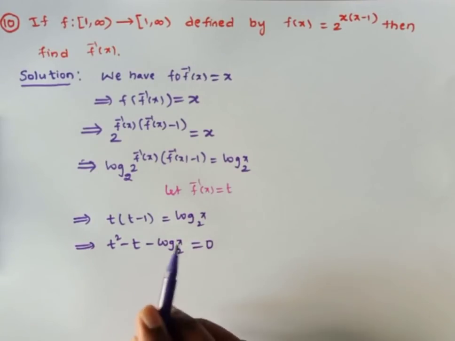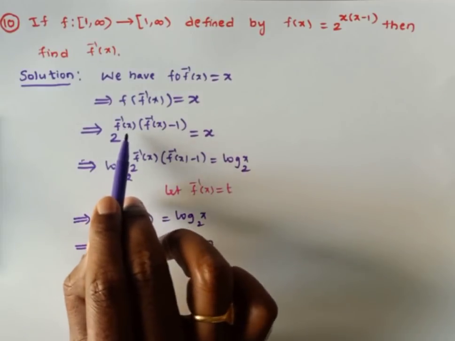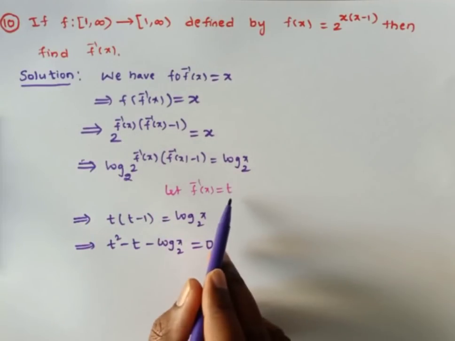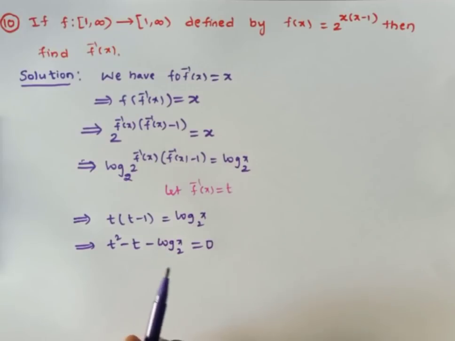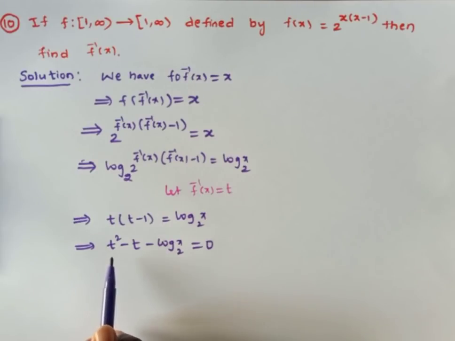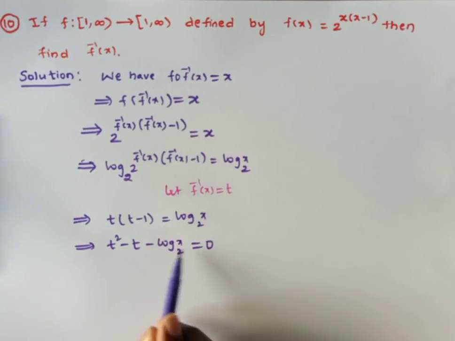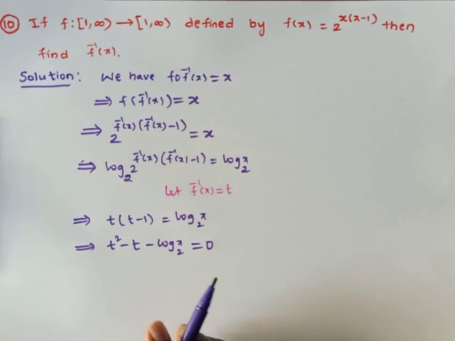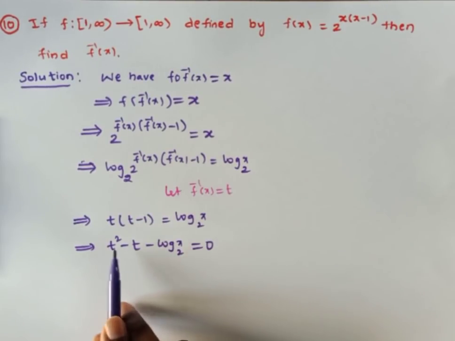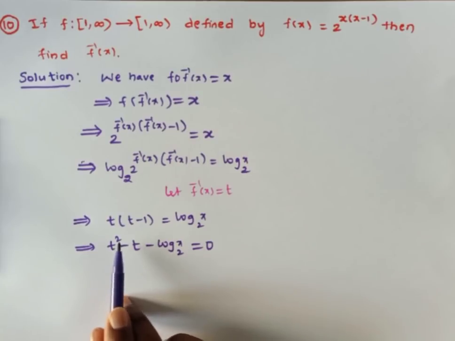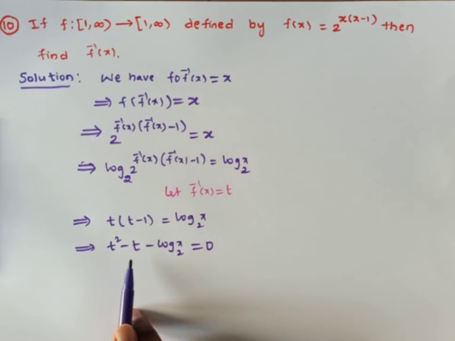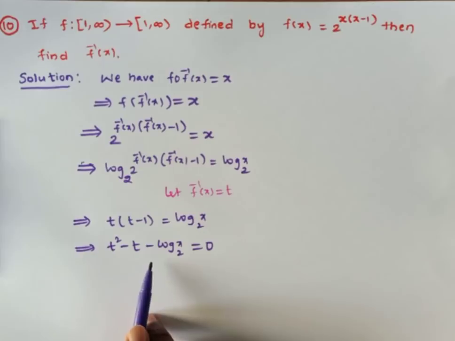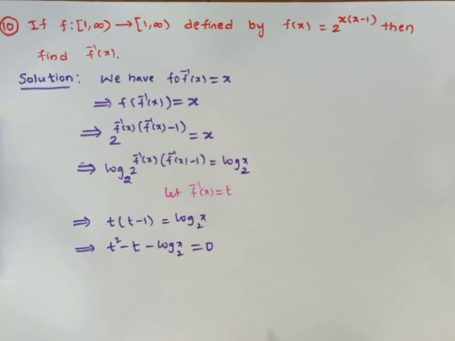Now here we need to find t. We need to find actually f inverse of x. F inverse of x is nothing but t, right? So try to find the value of t from this. So our t is the inverse of f. Now observe this: t square minus t minus some constant is equal to 0 form. It is an equation that contains a quadratic form, square is there. So this is a quadratic equation in t. So better solve for t.